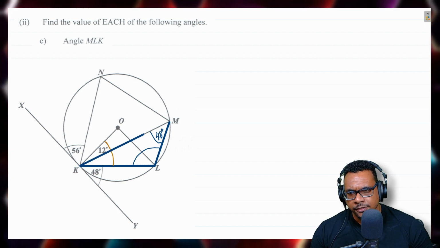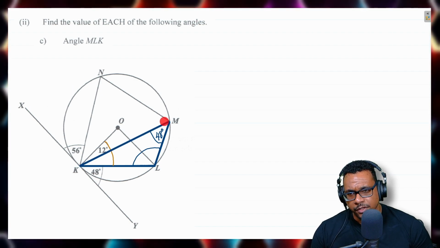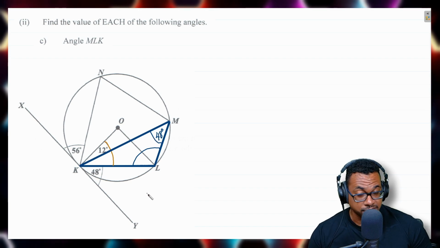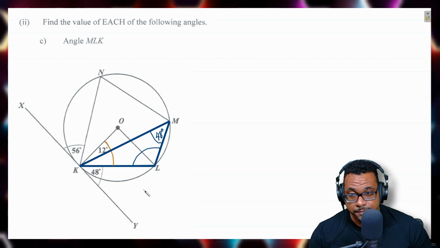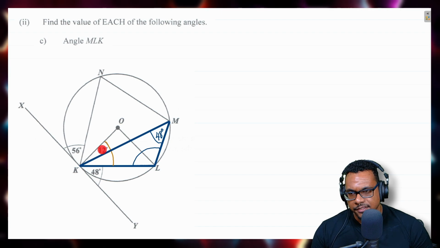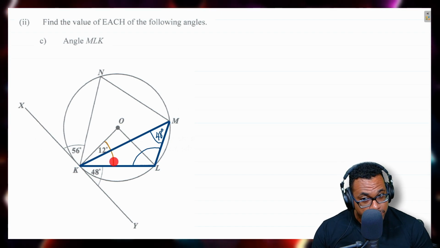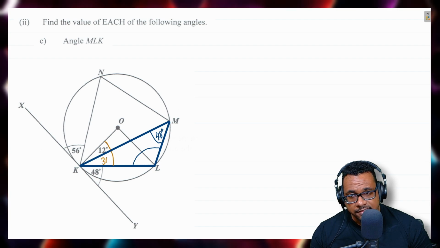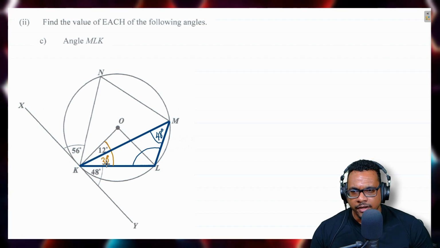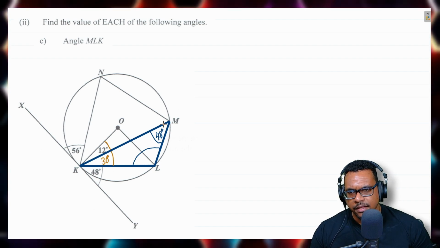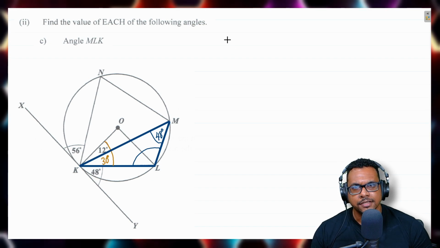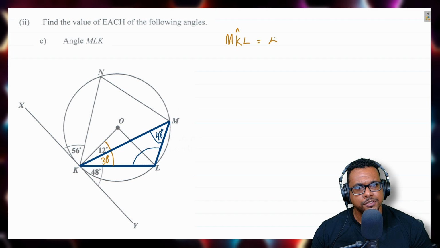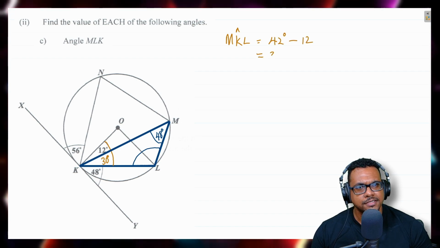I'll highlight the triangle. This is the triangle that we're looking at. We know the sum of the interior angles of this triangle will be 180 degrees. If here is 12 and this whole angle was 42, then 42 take away 12 is 30. Therefore, this angle here is 30 degrees. So angle MKL was simply equal to 42 take away the 12, which gave us 30 degrees.